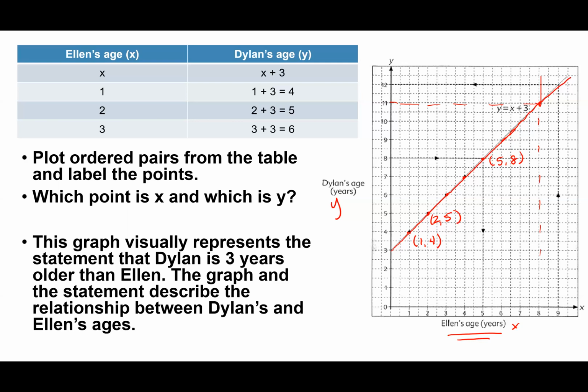All right, so the graph represents the statement that Dylan is 3 years older than Ellen. You guys can tell, just like what we were doing in my class this morning in science, and Mr. Hughes' class, I'm sure you guys did this the other day. You can look at the graph and gather information.